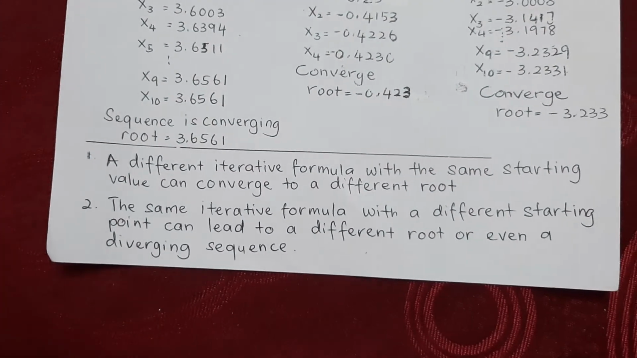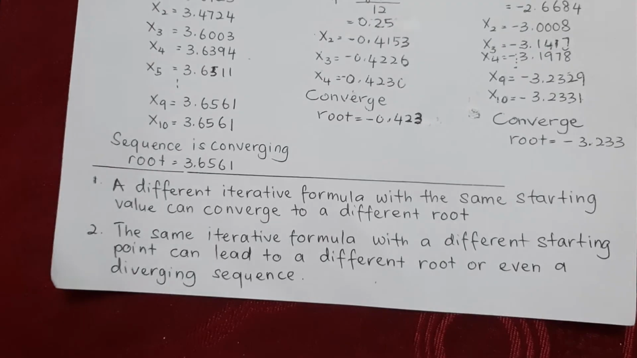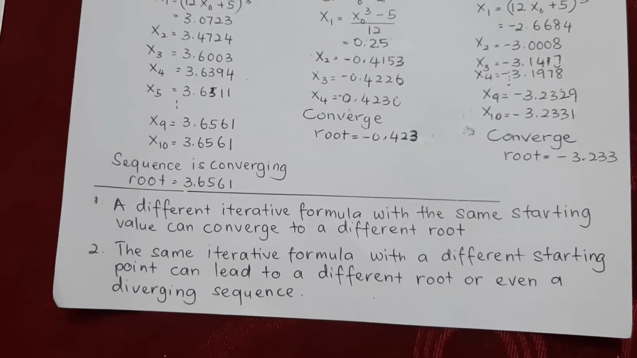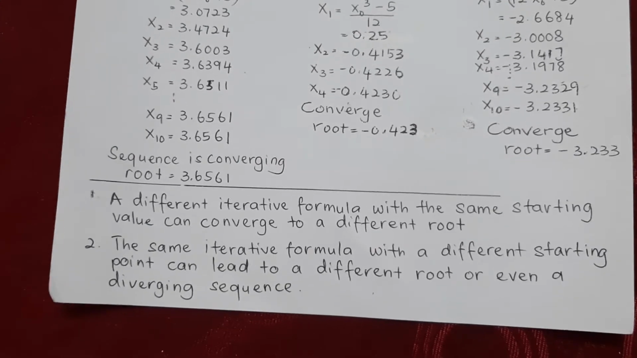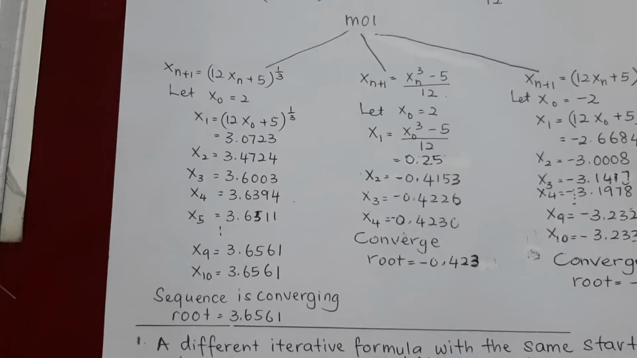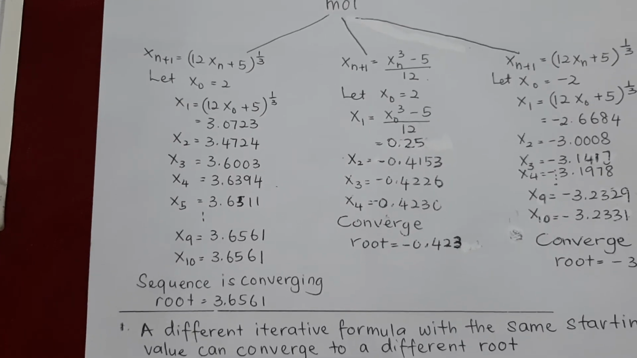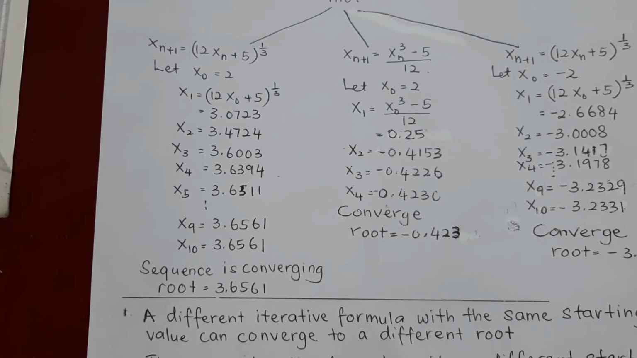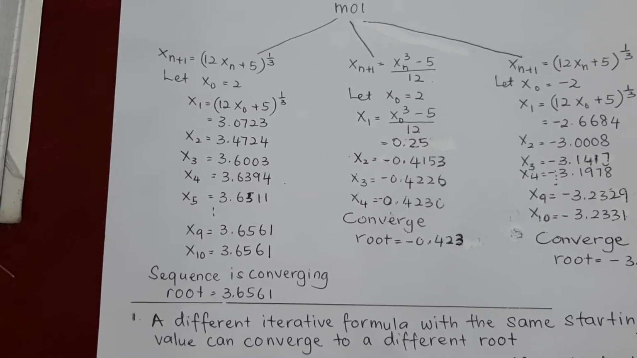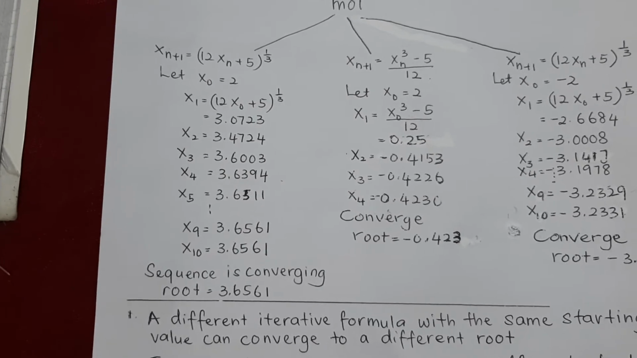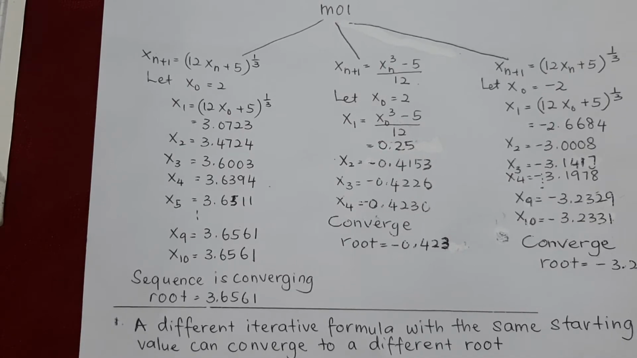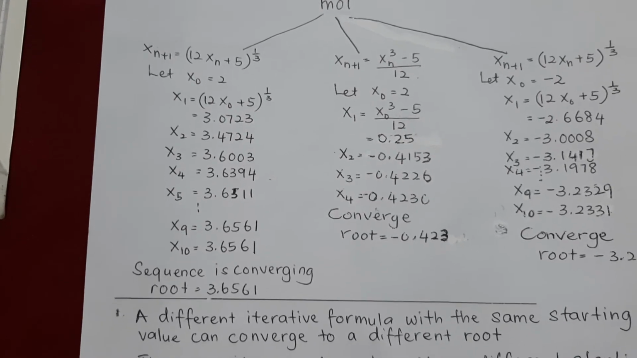From the 3 sets of iterations that we have done so far, we can see that a different iterative formula with the same starting value can converge to a different root. Let's check back here. We started off with 2 for the first set and second set. The initial guess is 2, but the 2 sets converge to different roots. Same initial guess, but converge to different roots.